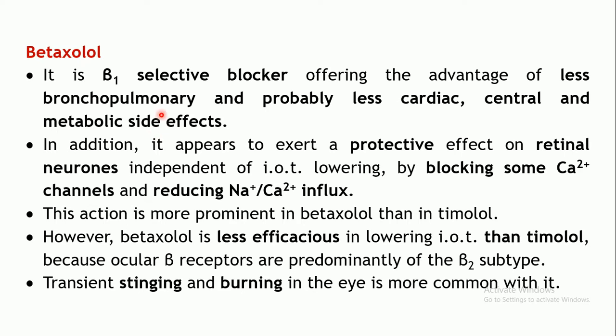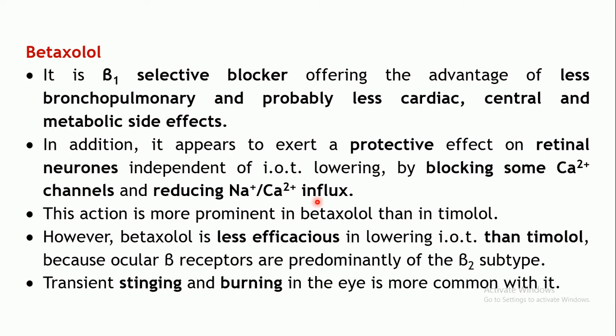Now in addition to its beta 1 blocking property, it also exerts a protective effect on the retinal neurons, by blocking some of the calcium channels, or by reducing the sodium or calcium influx. So this is an additional mechanism by which it has a protective effect. Okay, so the progressive damage to the optic nerve or the retinal neurons is reduced by this additional mechanism, apart from the beta blocking property.